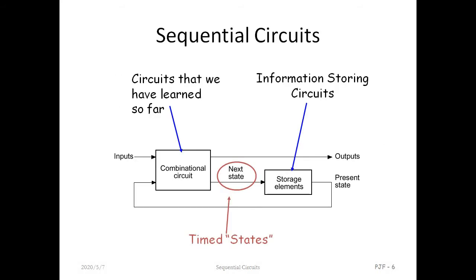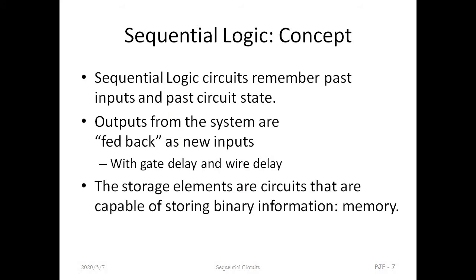Here is the basic block of the sequential circuit. The circuit that we have learned so far, including the first slide, is the combinational circuit. Here the present input produces the present output and the next state, which is connected with the storage element, the information storing circuit. That storage element presents the present state, and that present state makes a feedback with the combinational circuit. Here is the sequential logic circuit. The sequential logic circuit remembers the past input and the past output. Output from the system is fed back as a new input.